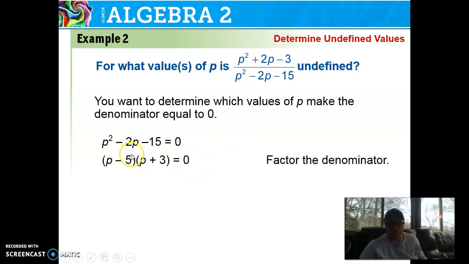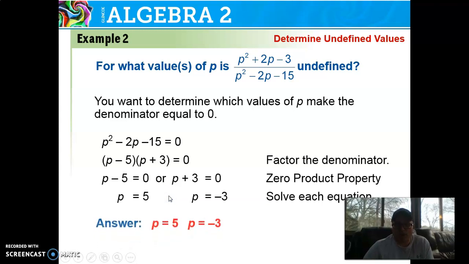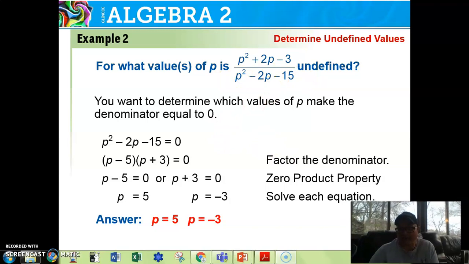We factor p squared minus 2p minus 15, negative 5 plus 3 times positive 3 is negative 15, negative 5 plus 3 is negative 2. Using the zero product property, we can see p equals 5 and p equals negative 3 will make this polynomial equal 0, which would make this expression undefined because we can't divide by 0.